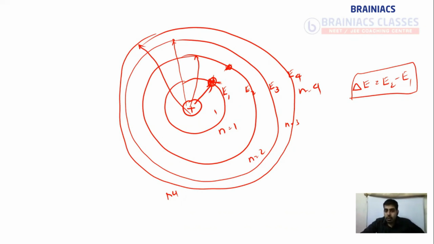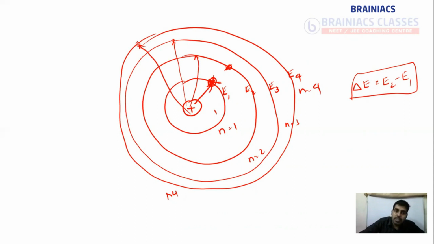So, electrons present in n is equal to 1 are attracted strongly than when electron is present in n is equal to 4. So electrons present in n is equal to 1 are attracted strongly because they are near to nucleus.